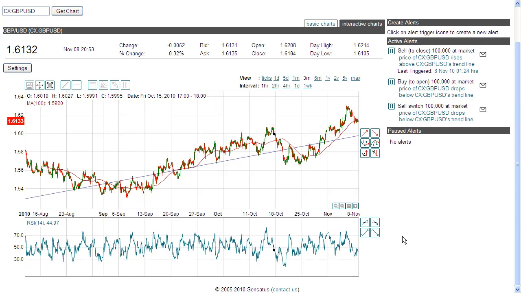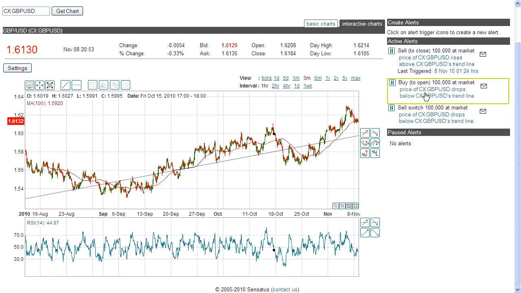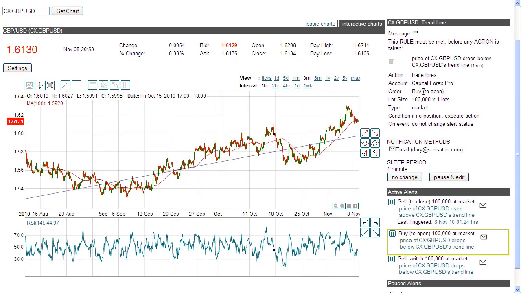In this video, I am in the process of setting up some trades on the cable, the pound dollar. So first of all, I have a buy to open trade if the price pulls back and hits this trend line. So I'll buy to open if I have no open position, 100k lot. So as before, if the price bounces along the support trend line, because I've said if no open position, I will only buy once.